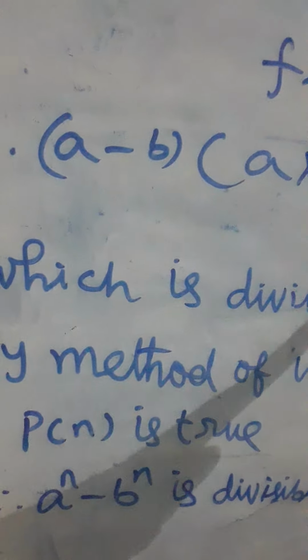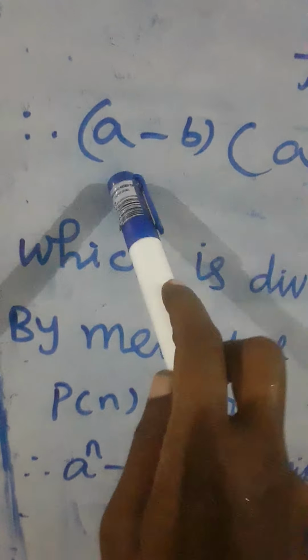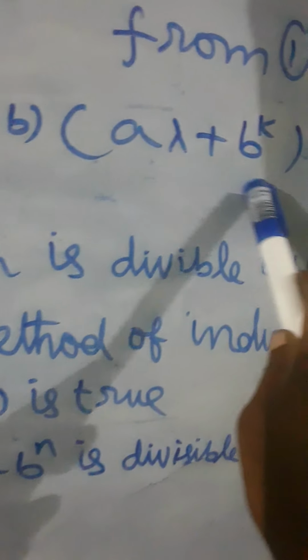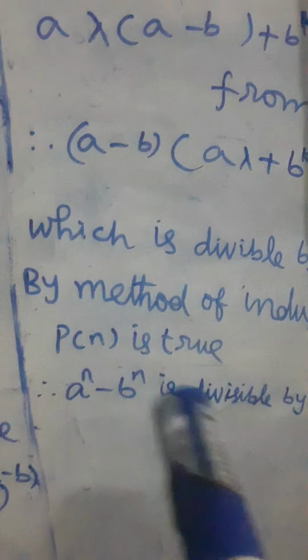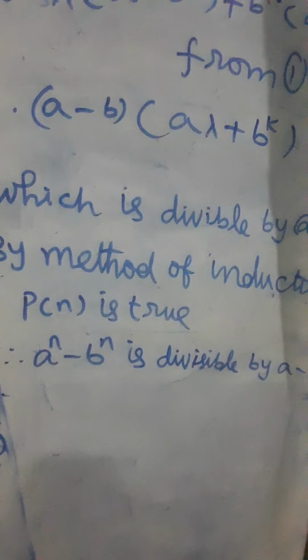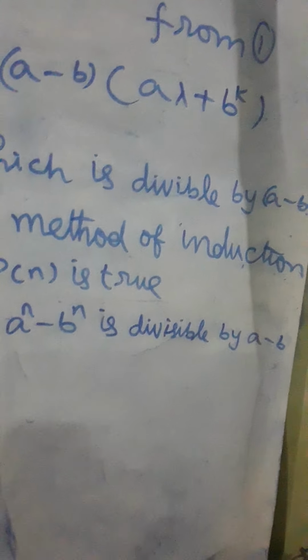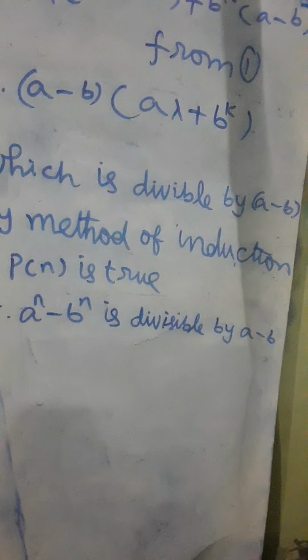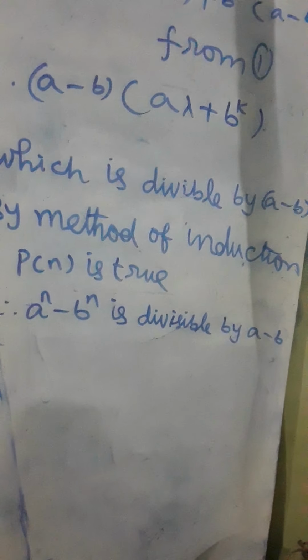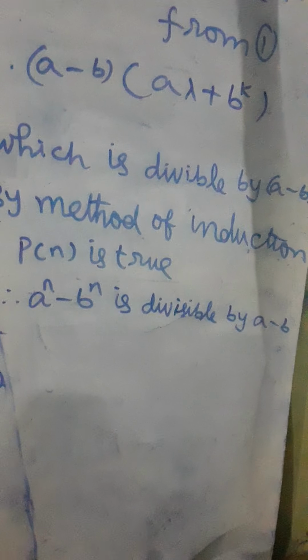This statement is divisible by a minus b. Clearly, it is divisible by a minus b. By the method of induction, p of n is true for all n. Therefore, a power n minus b power n is divisible by a minus b.